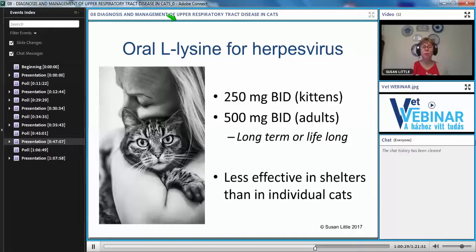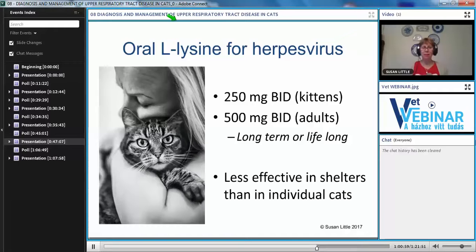For cats with chronic clinical signs, we might give it lifelong. So the length of time is your clinical judgment, but especially for the cats that have recurrent episodes, we would keep them on the lysine lifelong. It doesn't tend to work very well in shelter situations. So in these high population density, high stress situations, it doesn't tend to work very well. So it's best in pet cat homes where there isn't a lot of cats. That's where it tends to work the best.